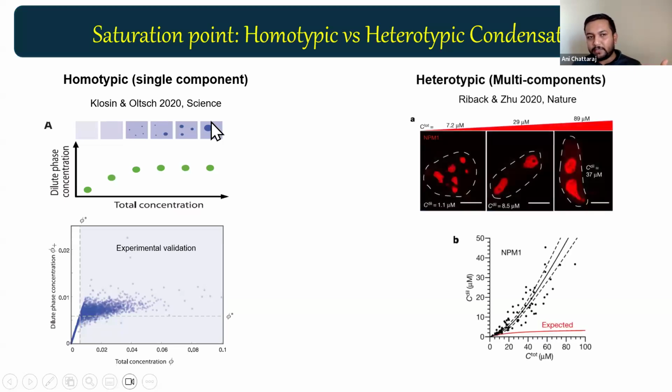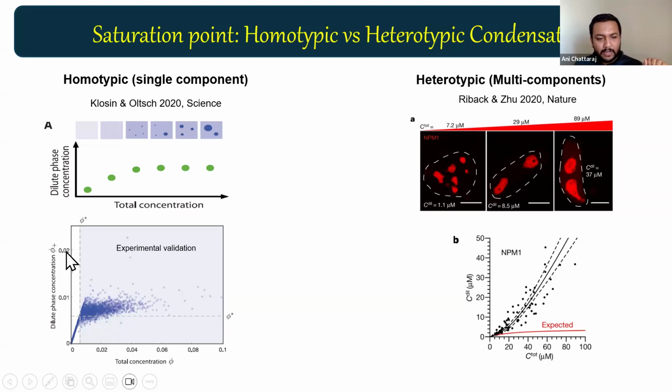But for a heterotypic system, the picture is somewhat different. For example, here the authors are looking at a multi-component system, so there are many proteins that are part of that particular droplet. The authors tagged one particular component and titrated the concentration of that component inside living cells. What they noticed is that the dilute phase concentration, although phase separation has already taken place, keeps on increasing as you titrate up the concentration of this particular protein.